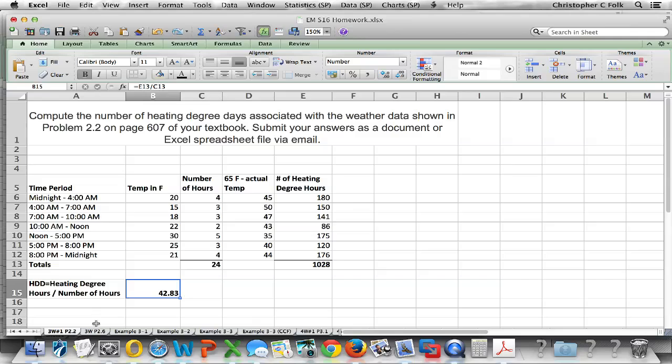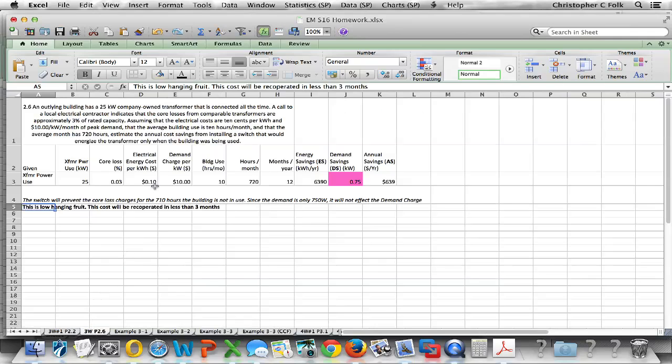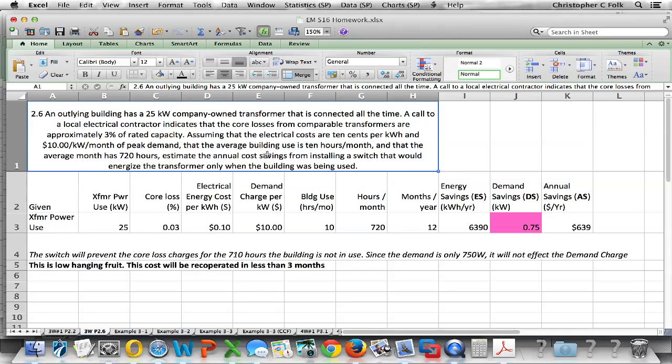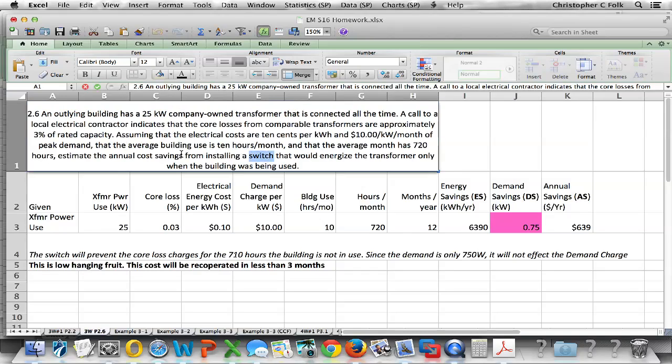We can see that I actually made that here. Let me make this bigger so you can read it. So I repeated the verbiage right here. And again, I'm going to highlight exactly the important part here, estimate the annual cost saving. All right, that's what we're supposed to do. So from the data that we had, I made a spreadsheet.